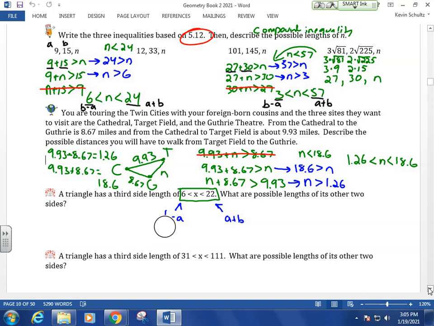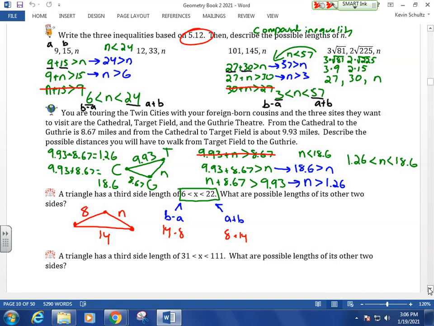Let's try 14 and 8. There we go. 14 minus 8 equals 6. And 8 plus 14 equals 22. Excellent. Okay. So we know that this triangle that's being described here, and again, I'm just sketching, not really paying attention to distance or anything like that, we know that one side is 8, one side is 14, and that third side, n, has a range between 6 and 22.